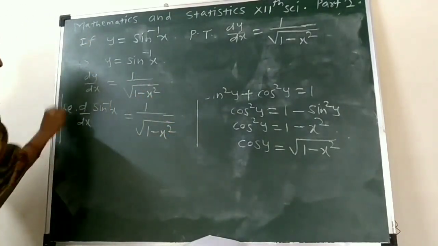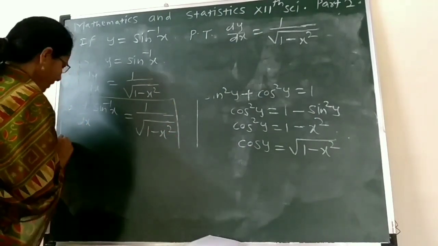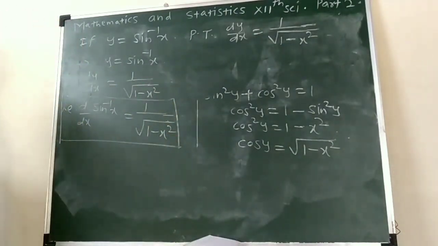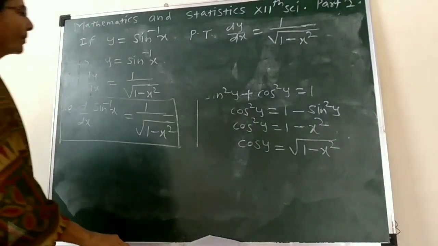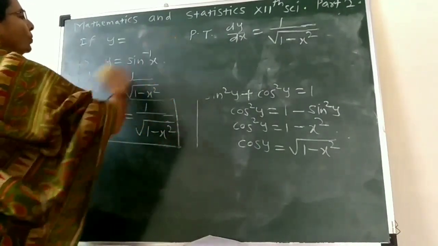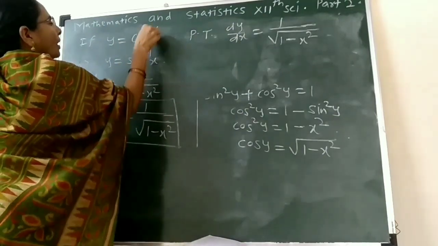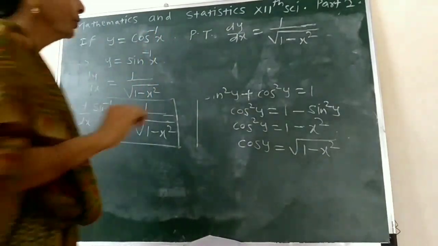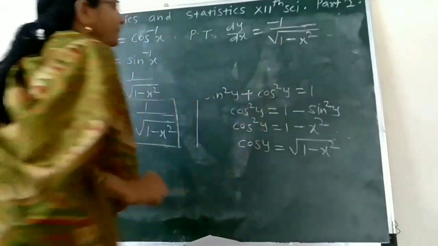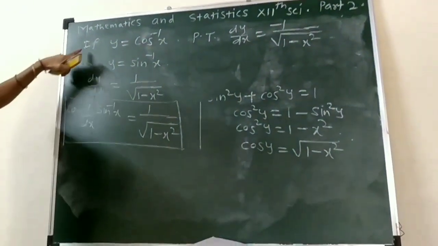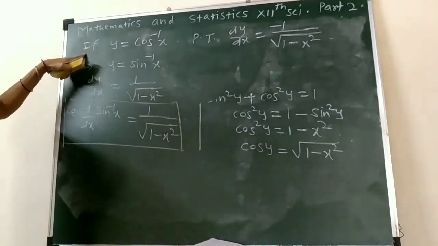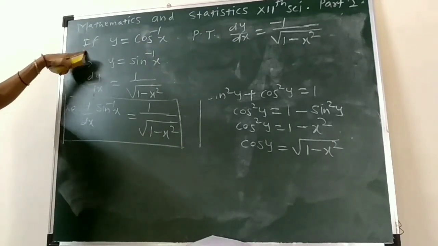Remember this formula, d/dx of sin inverse x is equal to 1 upon root 1 minus x square. If y equals cos inverse x, you have to prove this at home. You complete this question yourself.